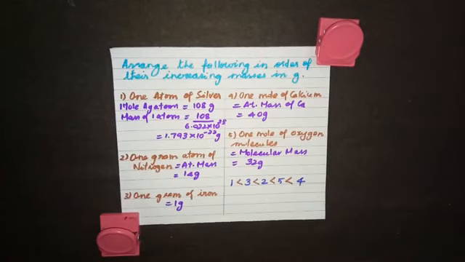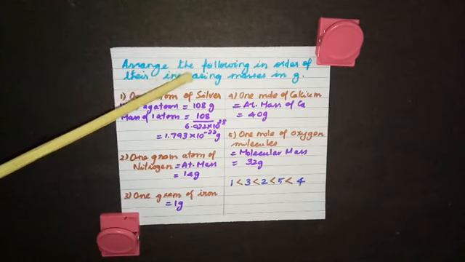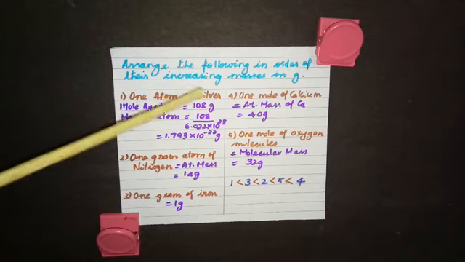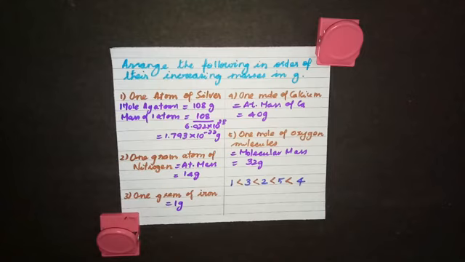Let's see one more example. Arrange the following in the order of their increasing masses in gram. They've given you 1, 2, 3, 4, 5 different questions, and they're asking you to arrange them in the increasing order of their masses in grams. First one is 1 atom of silver. What is the mass of 1 atom of silver? How do we calculate 1 atom's mass?